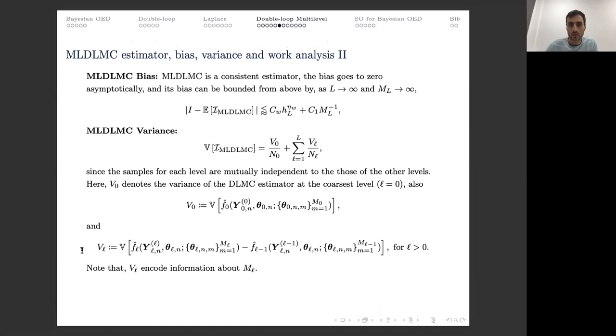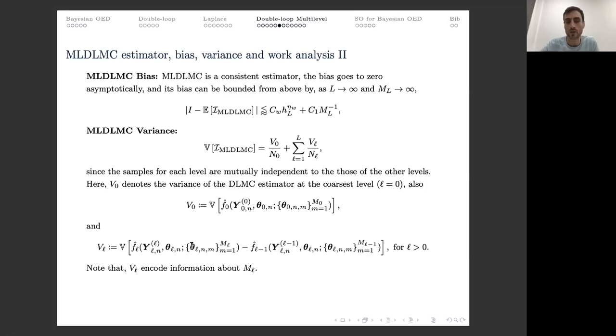As you can see here, theta is the same input for both. However, here, looking at the upper index, we have YL for the FL, and we have YL minus 1 for the FL minus 1. That means that we are computing using a model with a mesh that is HL minus 1 for the FL minus 1 and with HL for FL. So we are using different meshes, the same underlying random realizations.